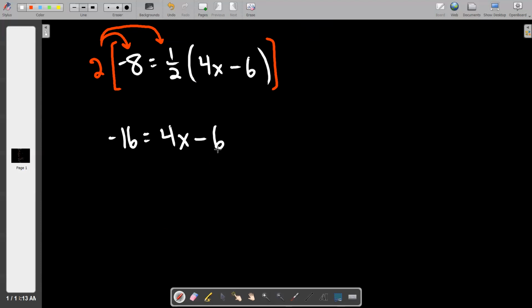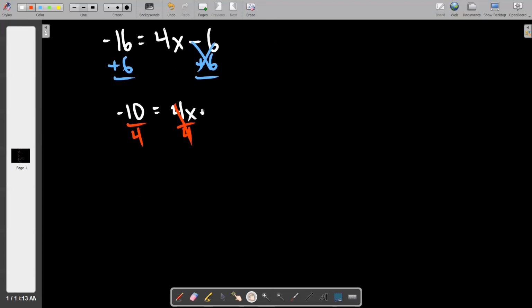Good. And then from here, I would imagine you've got this on autopilot. We're going to add 6 to both sides. And we're going to have 4x, bring it down, equal sign, bring it down, -16 plus 6, divide both sides by 4. And you get a fraction, obviously, because you've known for years that you can't divide 10 by 4. So we get x equals negative. Just put the negative so you don't do something stupid.